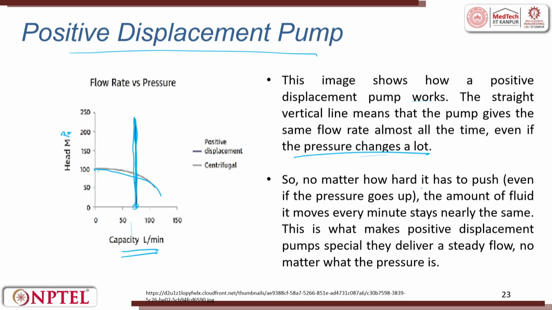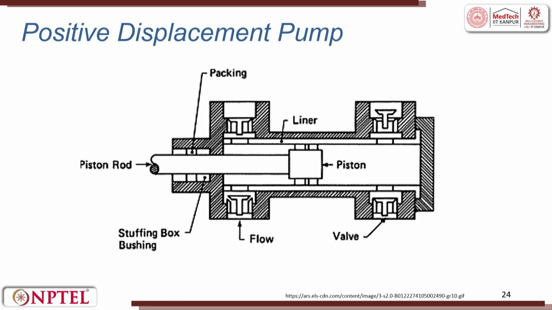So, no matter how hard it has to push, the amount of fluid it moves every minute stays nearly the same. This is what makes positive displacement pumps special. They deliver a steady flow. No matter whatever the pressure is, they give a constant flow rate. So, this is a typical example which I gave you with respect to the bottle.